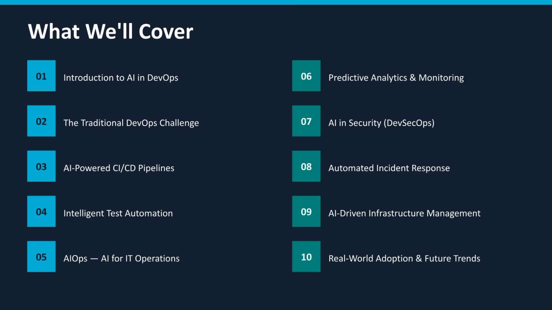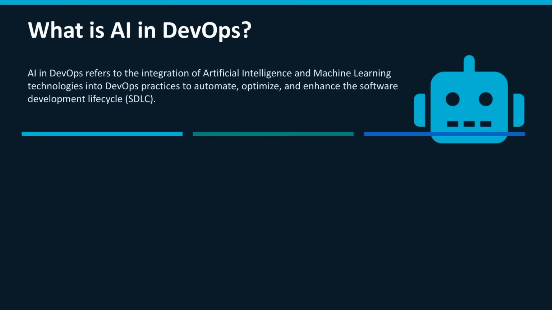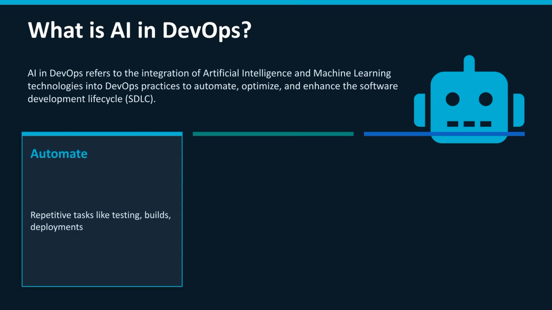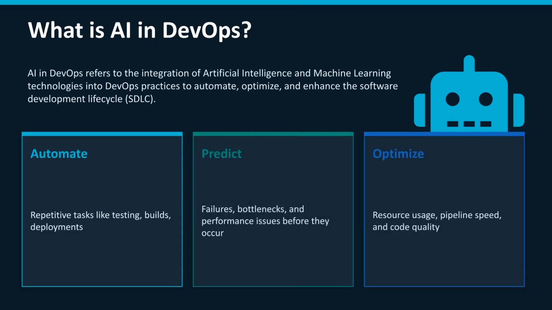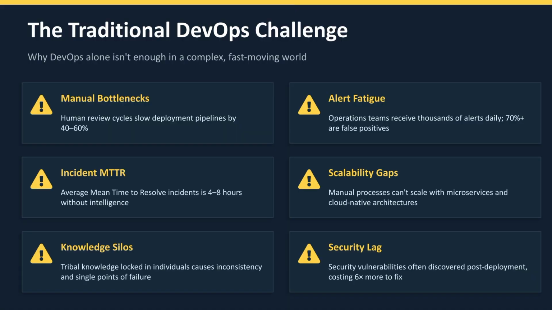testing, AIOps, and DevSecOps. AI in DevOps integrates artificial intelligence and machine learning to automate, optimize, and enhance the software development lifecycle. Key goals include automating repetitive tasks, predicting failures, and optimizing resource usage and code quality. Traditional DevOps faces challenges such as manual bottlenecks, alert fatigue, and long mean time to resolve incidents. Scalability gaps and security lags also hinder performance, costing significantly more to fix post-deployment.